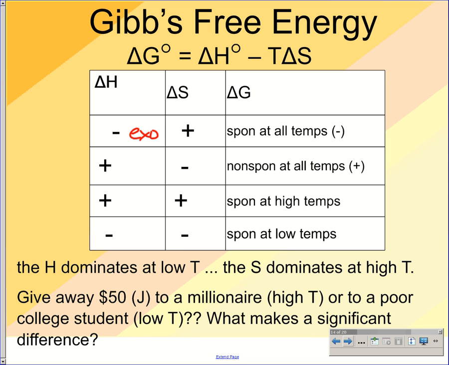If delta S is positive, is that a good thing or a bad thing? Good, because we're increasing in what? Disorder, right? We're getting more disordered. So if it's exothermic and it's disordered, then that's good, and it's going to occur. So it's going to be spontaneous, and the delta G is a negative number.